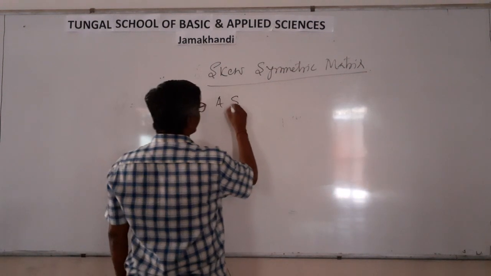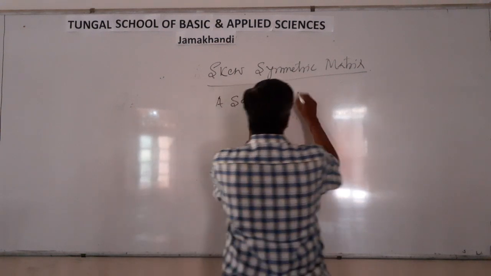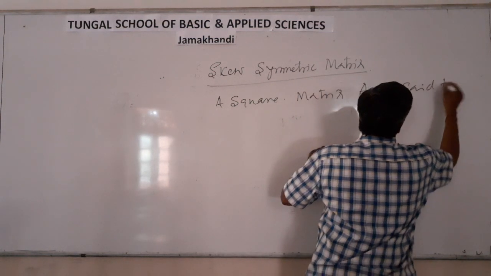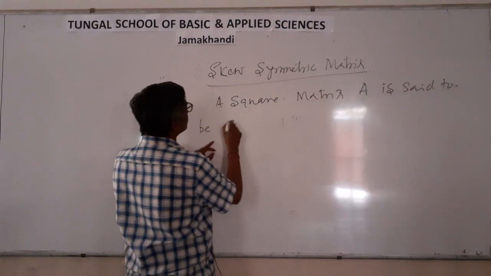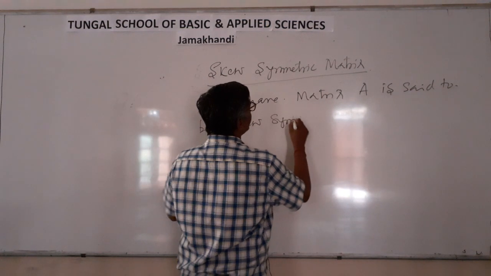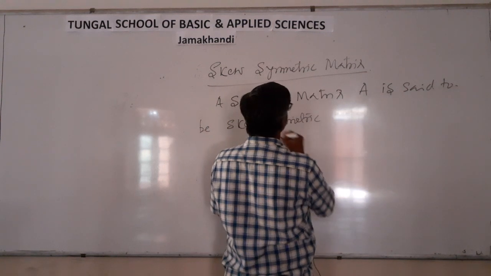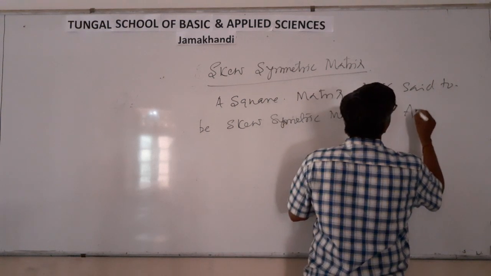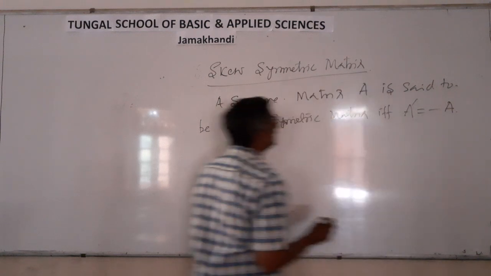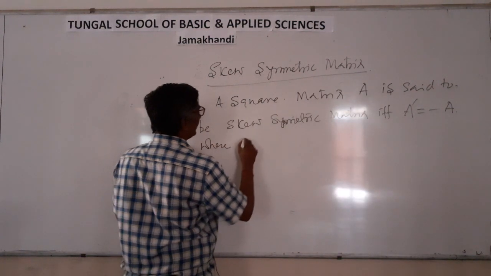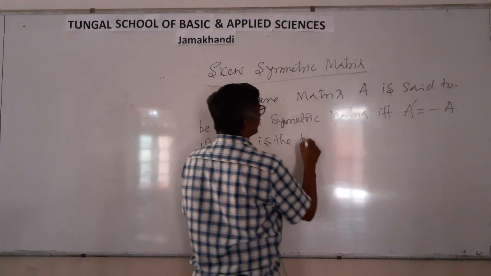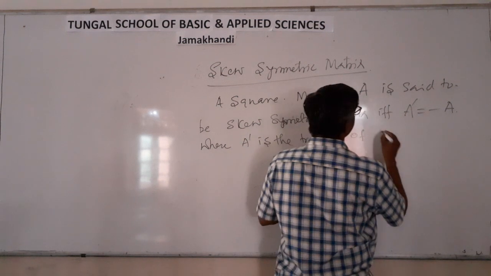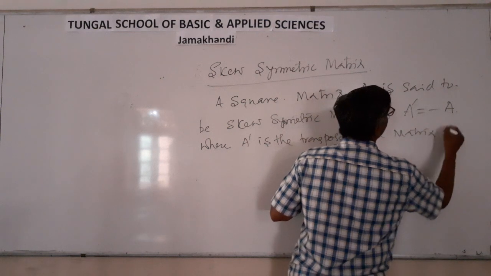A square matrix A is said to be a skew symmetric matrix if and only if A dash must be equal to minus A, where A dash is the transpose of the matrix A.